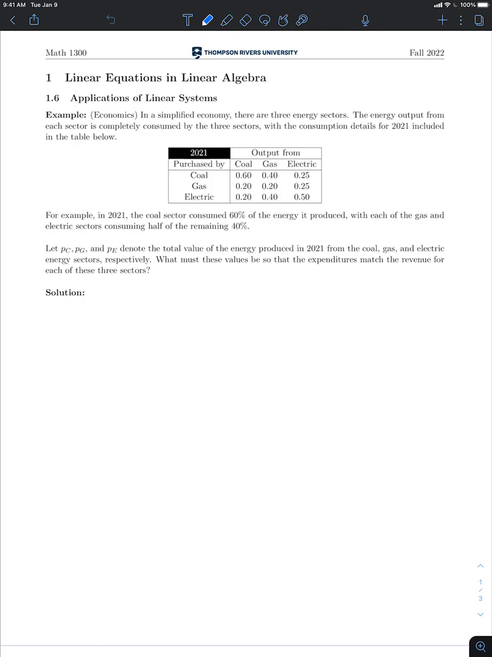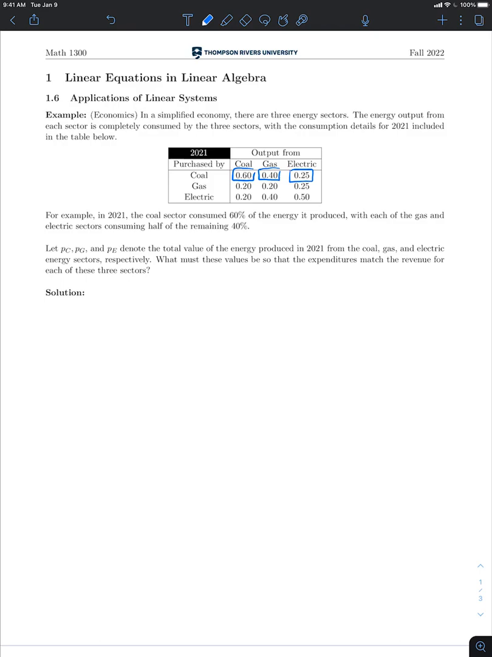So let's break it down as follows. Coal is purchasing some energy from the coal sector, some energy from the gas sector, and some energy from the electric sector. If you add the price of each of those purchases together, that's going to be the total expenditure for the coal industry.